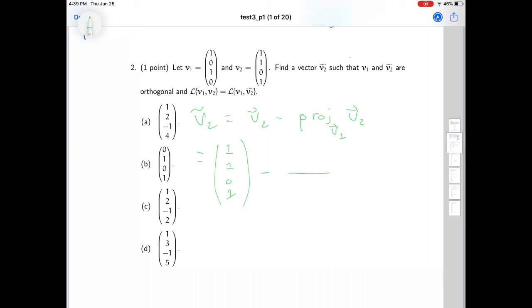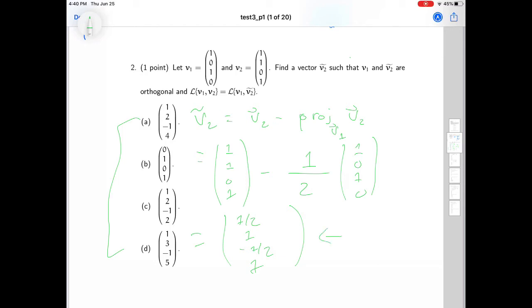So the numerator is going to be the dot product of v1 and v2. So that's 1 plus 0 plus 0 plus 0. That's 1. The dot product of v1 and v2 is 1. Now we're going to divide by the magnitude of v1 squared, which is 2, times v1, which is 1, 0, 1, 0. And so you get 1 minus 1 half, which is a half. 1 minus 0 is 1. 0 minus a half is minus a half. 1 minus 0 is 1. Okay, so if you look at the answer choices, this is not one of the answer choices.